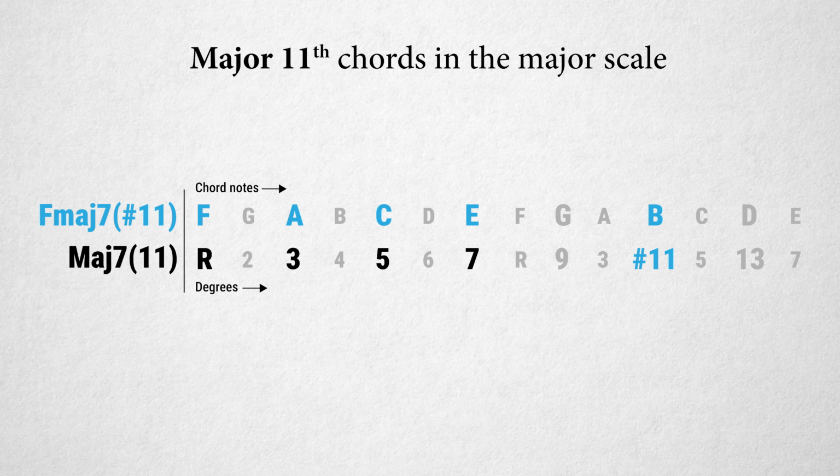A real Lydian vibe with that sharp 4. Now we'll do the same with the F major 7 chord and add the note B to the chord. And this creates an F major 7 sharp 11 chord. Also a beautiful Lydian sound.